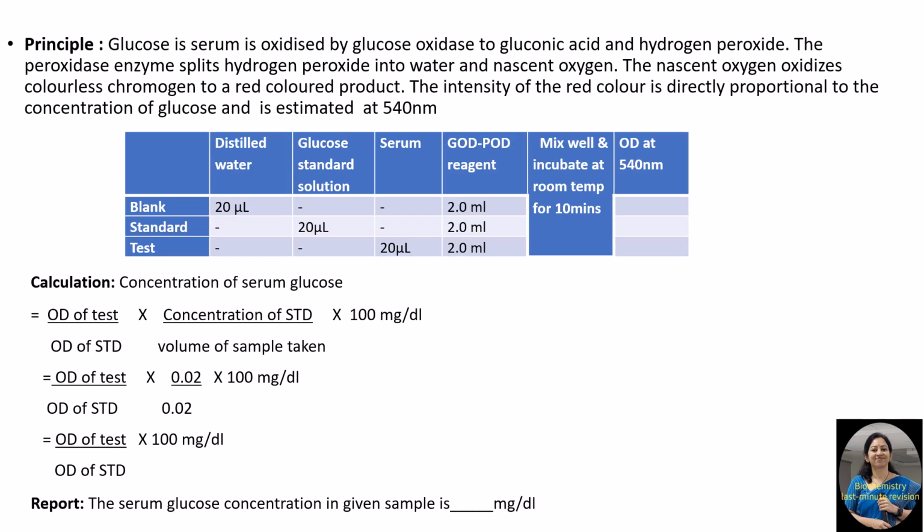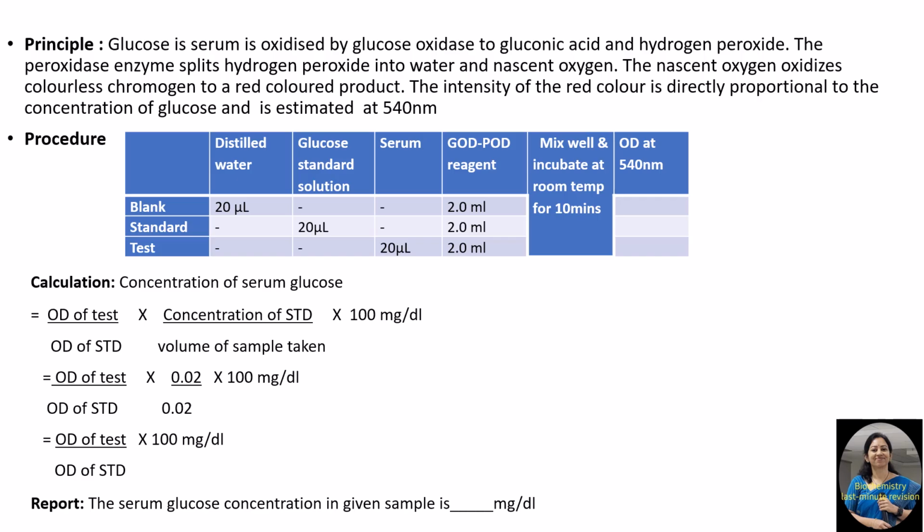Coming to the principle behind this method, glucose in serum is oxidized by glucose oxidase to gluconic acid and hydrogen peroxide. Now the peroxidase enzyme splits hydrogen peroxide into water and nascent oxygen, and this nascent oxygen oxidizes colorless chromogen to a red colored product. The intensity of the red color is directly proportional to the concentration of glucose present in the serum sample, and this is estimated at 540 nanometer.